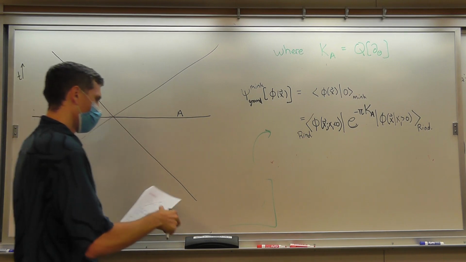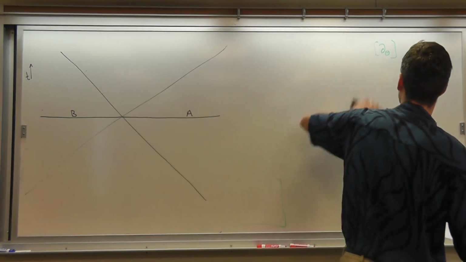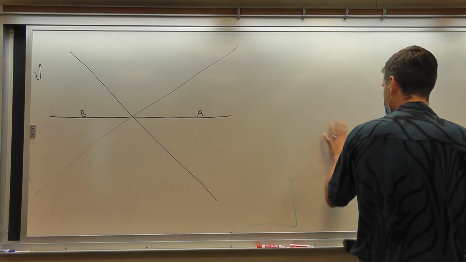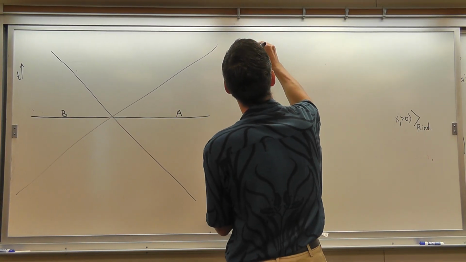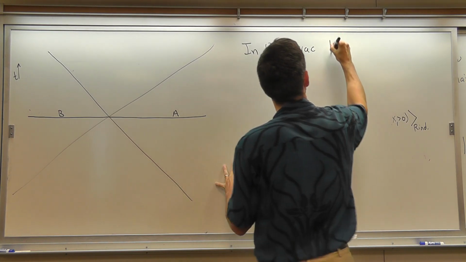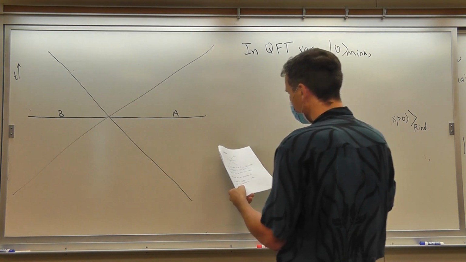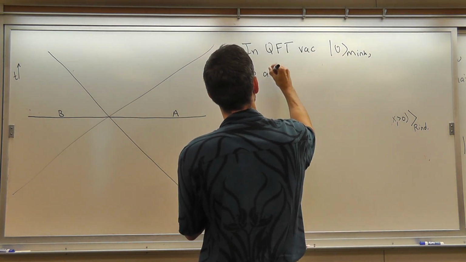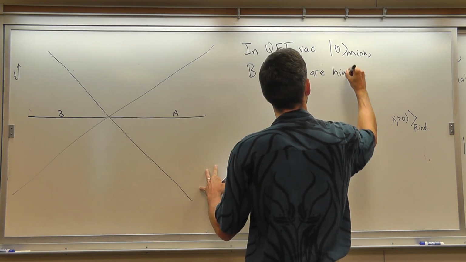And to summarize the concept underlying those equations, it's the following. In the QFT vacuum, 0 Minkowski, B and A are highly entangled.